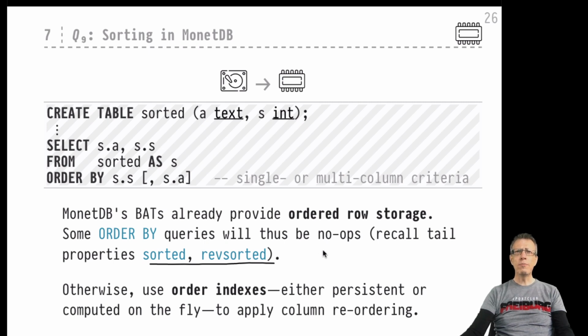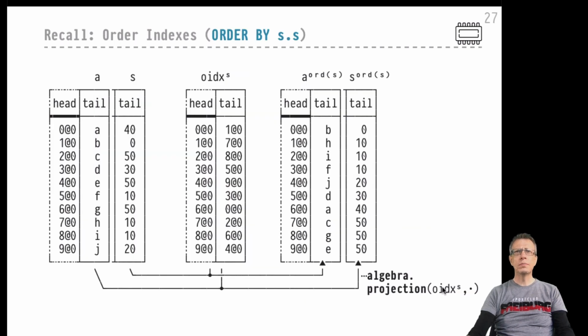If this is not the case, and if ordering has to be performed, then please recall that we introduced the order indexes, BATs whose tails indicate permutations of the rows of some other BAT. Applying these order indexes, these permutations of row positions, to the target BATs using algebra.projection would then lead to the desired row reordering. Well, let's recall how this works.